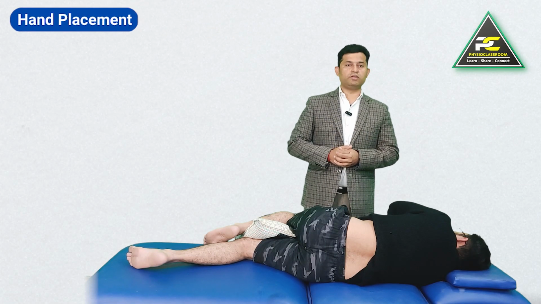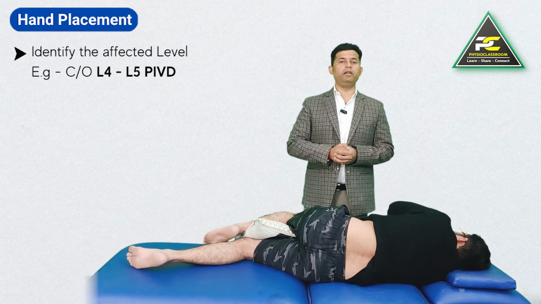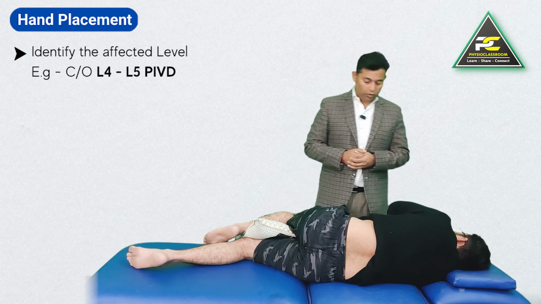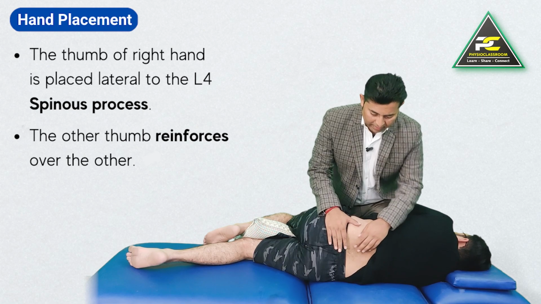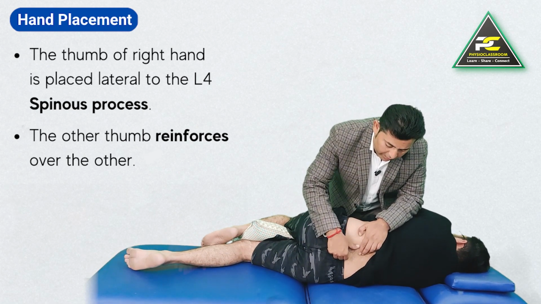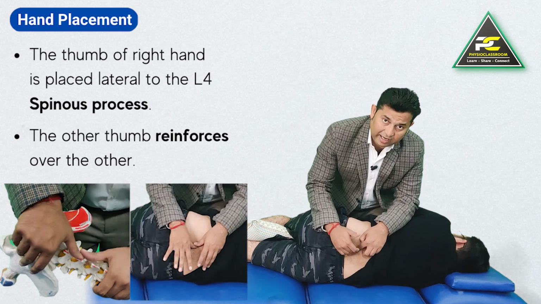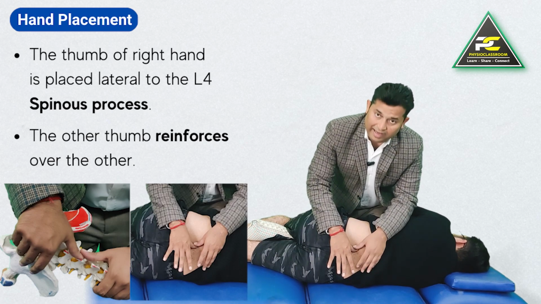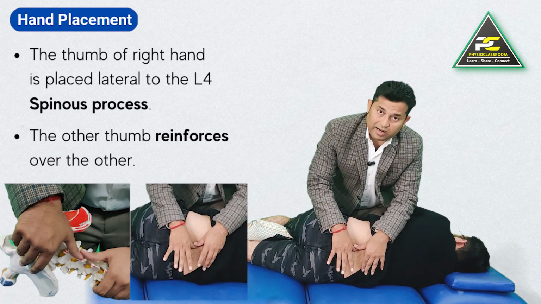Now the therapist is going to determine the level which he or she needs to treat. Let's say, for example, if we are treating a patient with an L4, L5 dysfunction, in that case, the therapist is going to come closer to the patient and place the thumb of the dominant hand over the L4 spinous process. So that means if we are treating the L4, L5 level, then the thumb is going to come lateral to the L4 spinous process, and this is going to be reinforced by the thumb of the other side.